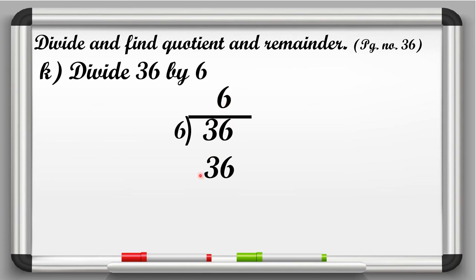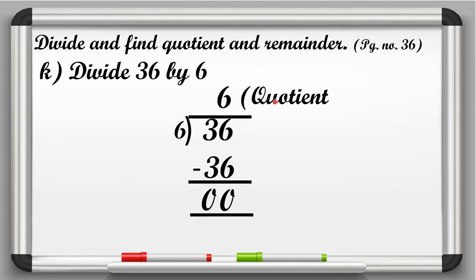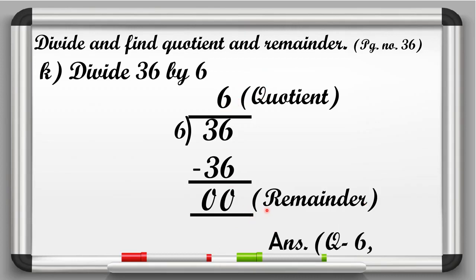Now we have to subtract, so we will put the sign here. Beta, we have put the sign of subtraction here. Now subtract the ones place: 6 minus 6 is equal to 0, and 3 minus 3 is also equal to 0. So we will write 0 here. Here 6 is the quotient, so we will write quotient, and 0 is the remainder, so here we will write remainder. So how can we write its answer? That is Q 6 and R 0.